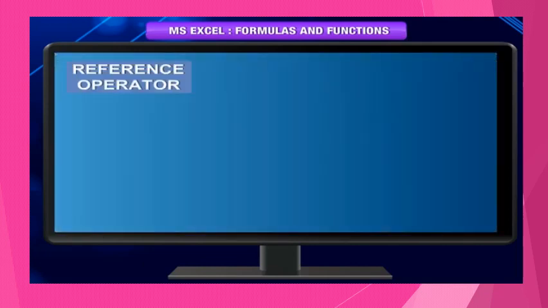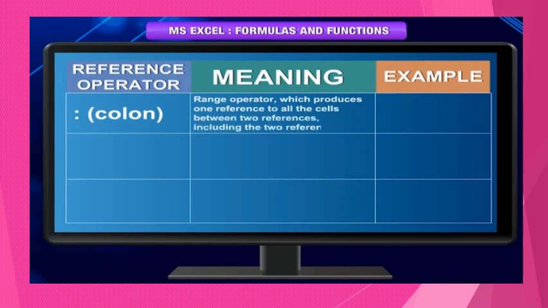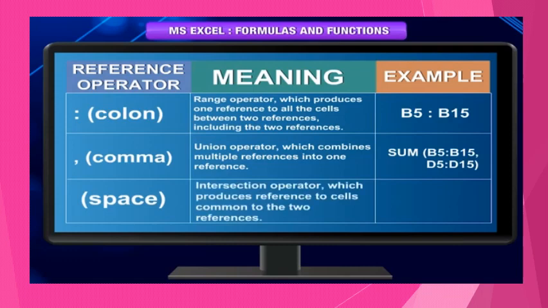Reference operator, meaning, example. Colon: range operator, which produces one reference to all the cells between two references, including the two references, B5:B15. Comma: union operator, which combines multiple references into one reference, SUM(B5:B15,D5:D15). Space: intersection operator, which produces a reference to cells common to the two references, B7:D7 C6:C8.